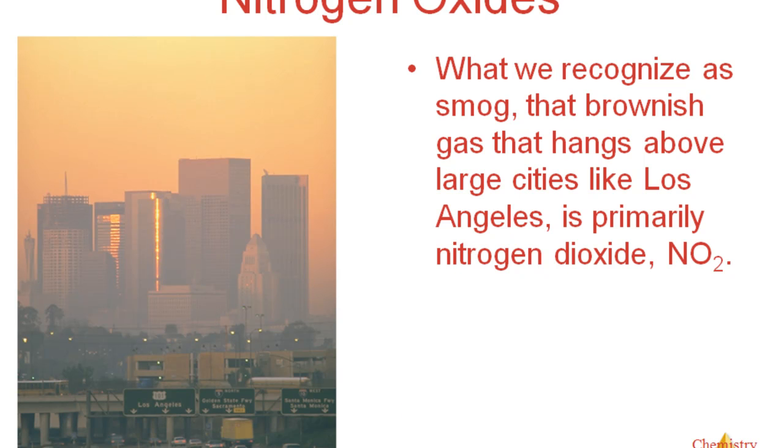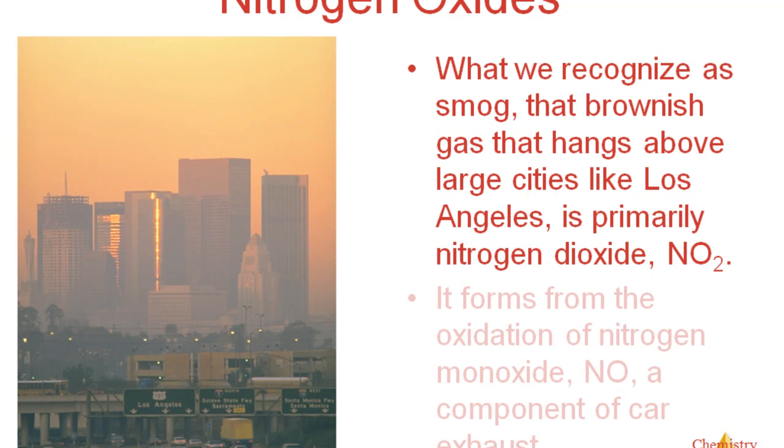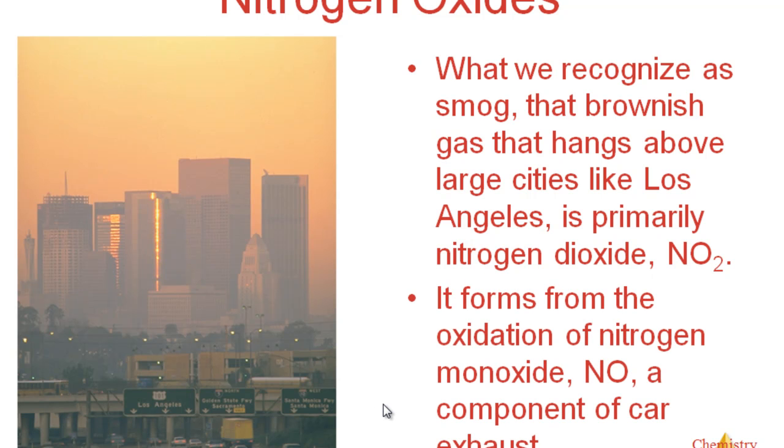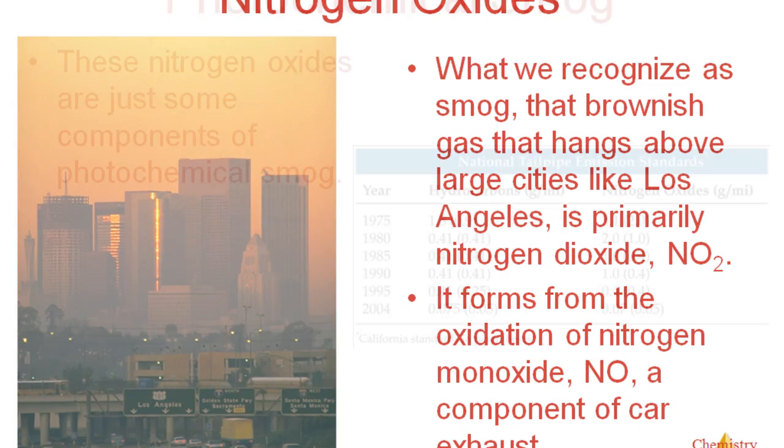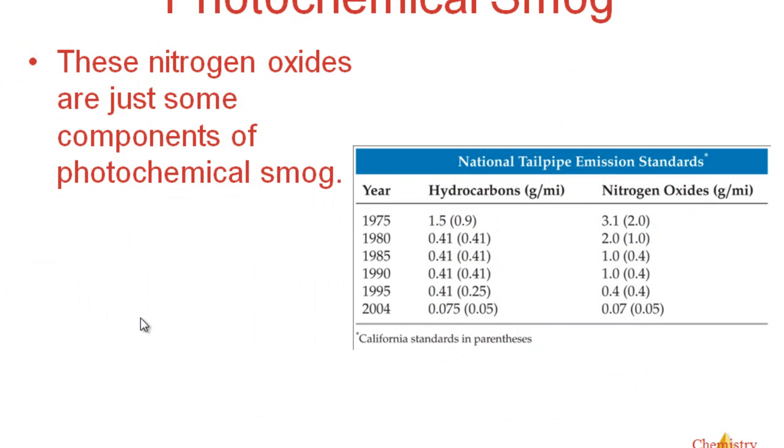Now, how this is formed is usually from the oxidation of nitrogen monoxide, which is an exhaust component. Mostly cars exhaust nitrogen monoxide. And when nitrogen monoxide is in the air, it reacts with oxygen from the air and makes nitrogen dioxide. The smog is basically a mixture of mostly nitrogen dioxide and some nitrogen monoxide. We call it photochemical smog, these nitrogen oxides.